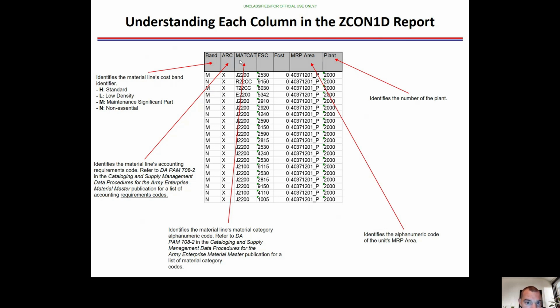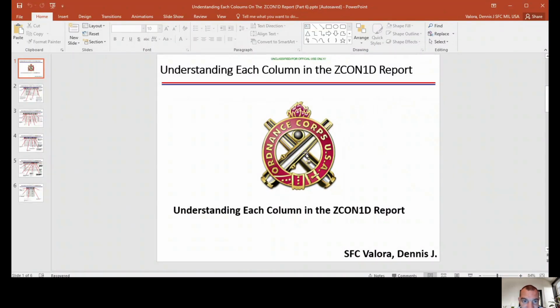And then your FSC, which is pretty self-explanatory, is the first part of your material number. Forecasting is pretty easy, so if we did have stuff that was going to be forecasted, the numbers would be right here. And then of course you've got your MRP area and then your plant. So that is a rundown on each column of the ZCON1 Delta report.